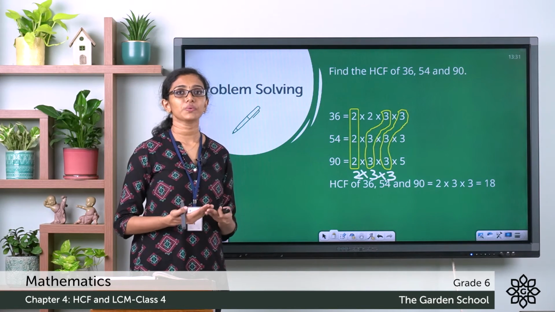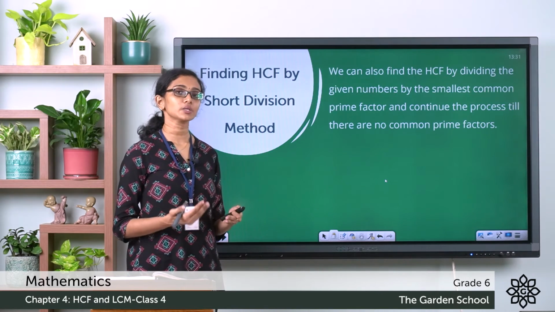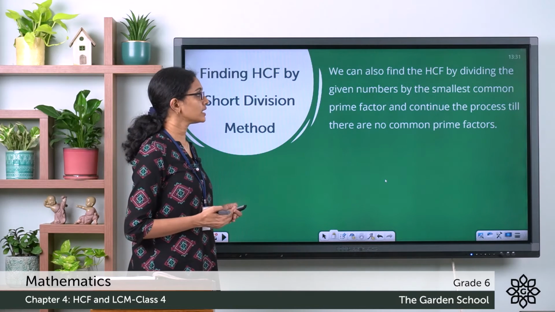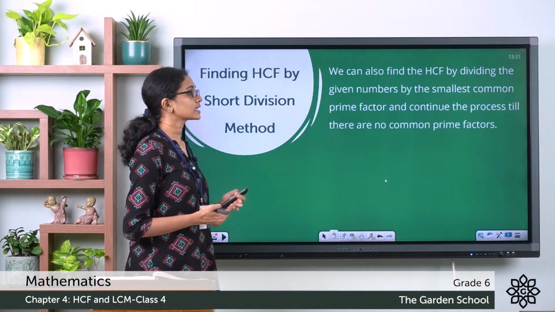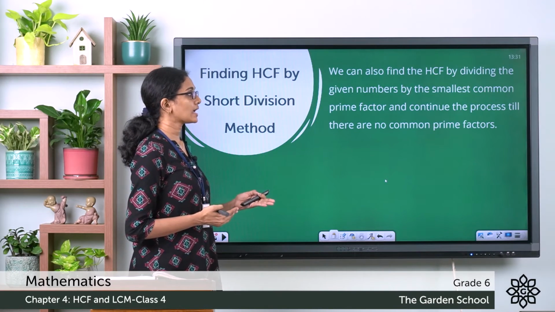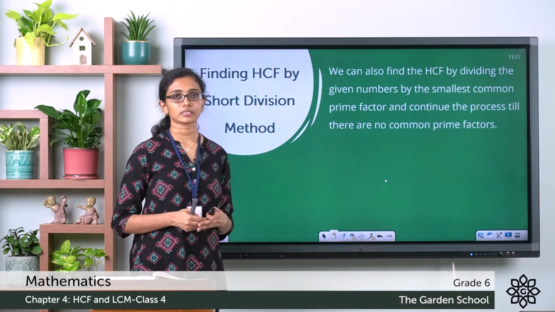Now let's learn how we can find the HCF using short division method. So that is another method to find the HCF of a few given numbers. So how do you find it? You have to divide the given numbers by the smallest common prime factor and continue the process till there are no more common prime factors.